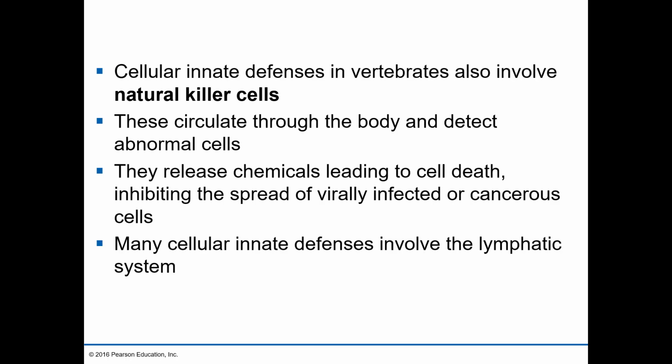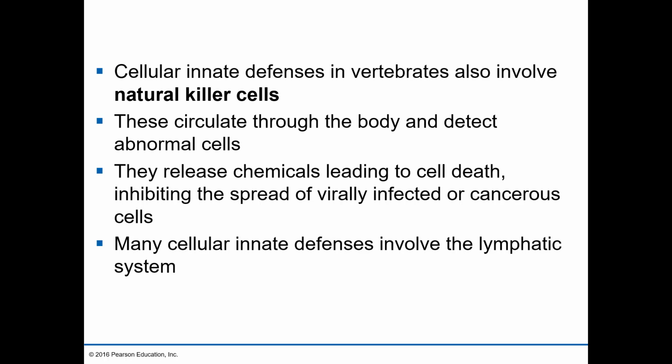Vertebrates have these things called natural killer cells. These aren't going to be found in non-vertebrates. And these just circulate through the body. They detect when there's something abnormal happening, and they're attracted to it. And when they are attracted to it, they release chemicals that lead to cell death, killing a virus cell or a bacterial cell or something like that. But they also inhibit the spread of virally infected or cancerous cells. So natural killer cells are really important when they're really strong and going well.